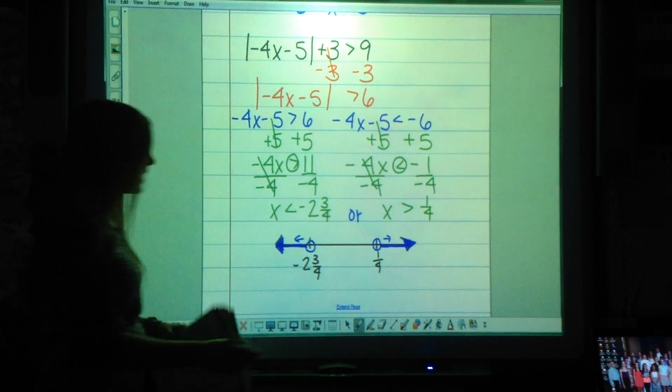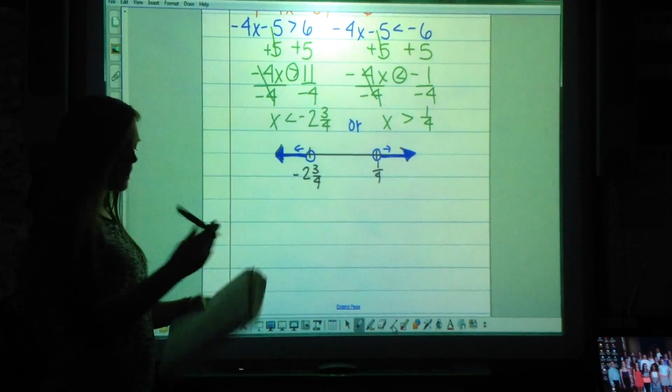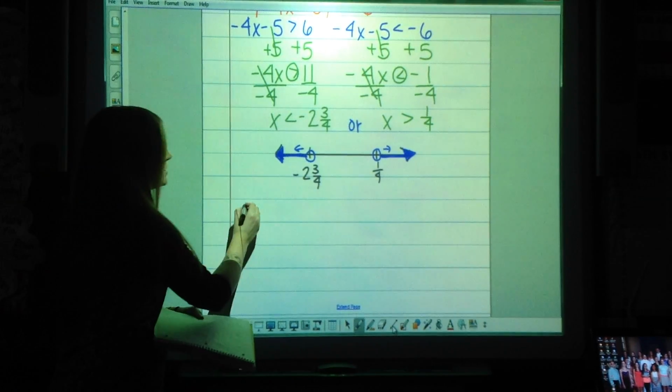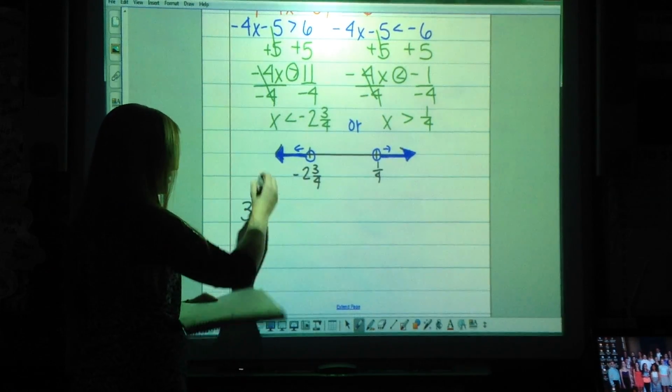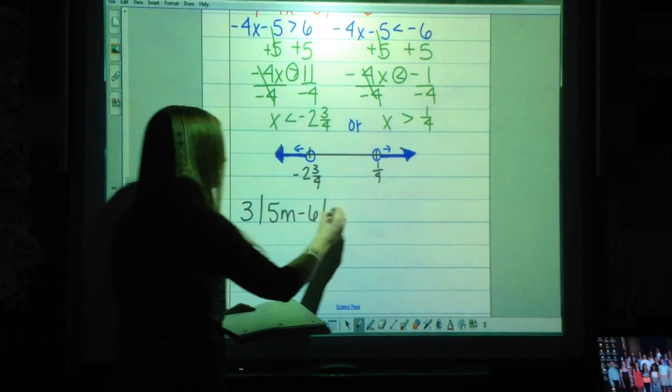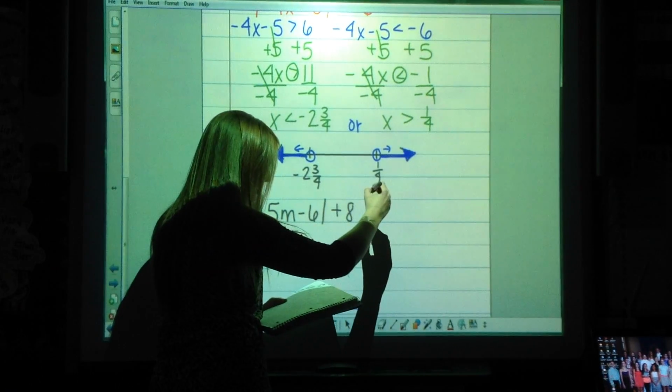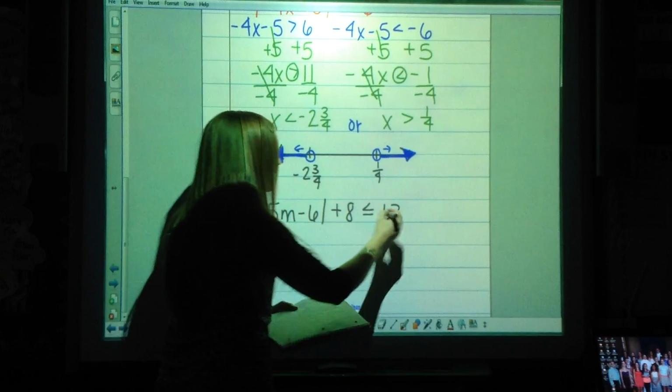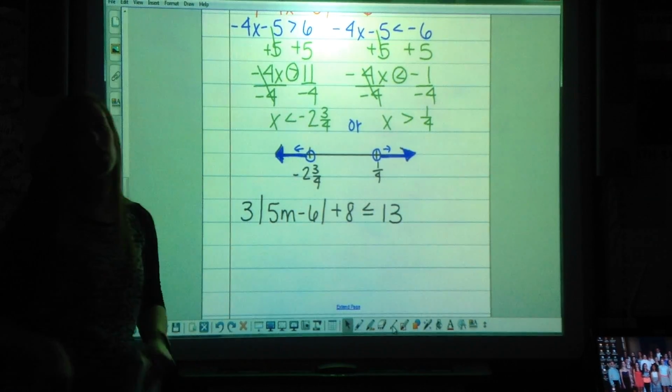Okay. Last problem. I want you to try 3 times the absolute value of 5n minus 6 plus 8 is less than or equal to 13. Now would be a good time to write down any questions you may have.